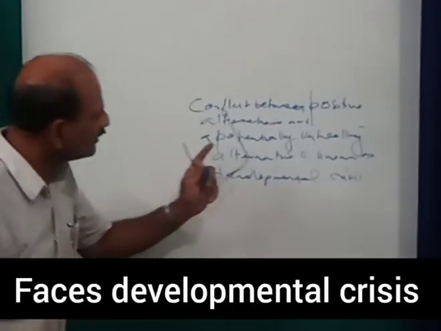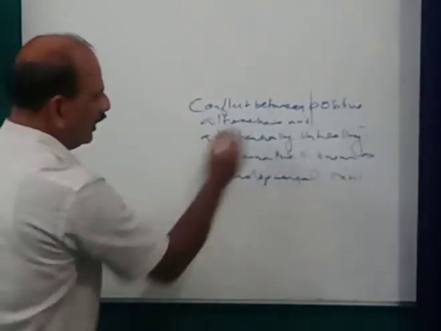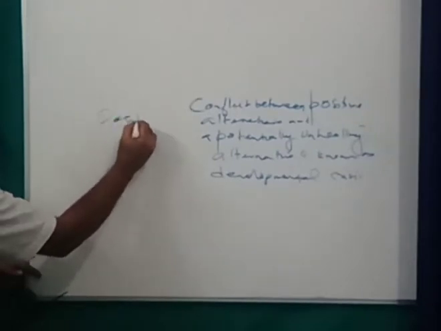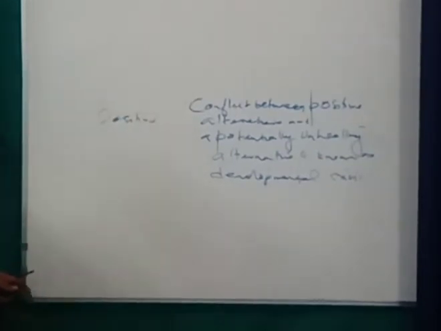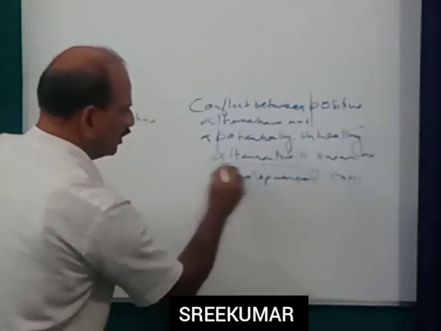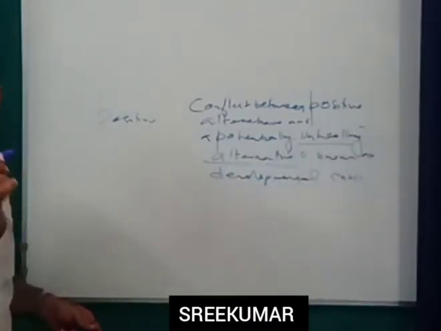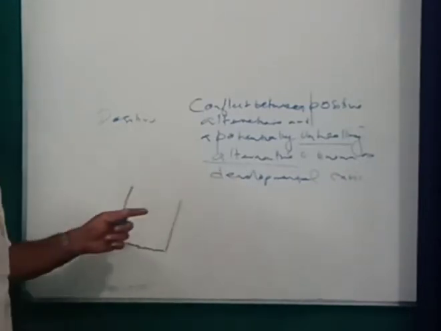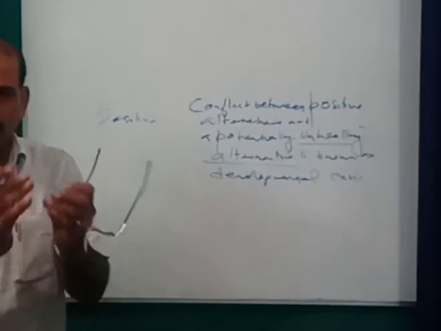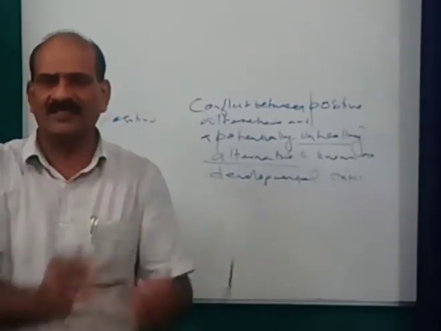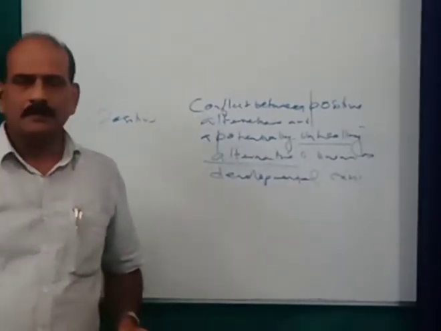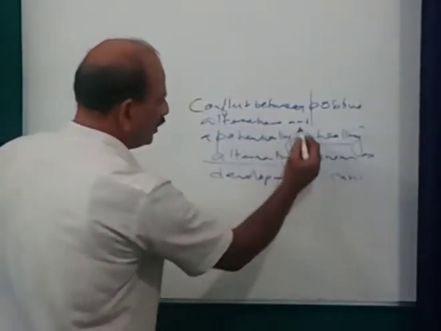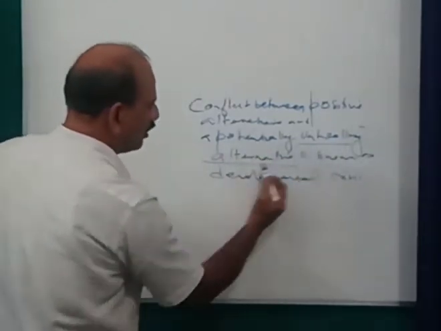Please note, each individual faces a developmental crisis. The term developmental crisis implies conflict between one positive alternative and a potentially unhealthy alternative. A potentially unhealthy alternative is known as developmental crisis according to Erikson.